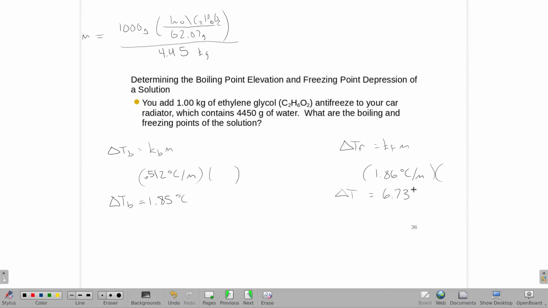Alright, so our question is, what happens to the boiling point? Boiling point always increases. So the new boiling point of water is 101.85. That comes from the fact that water boils at 100, and it's going to go up by 1.85 degrees. Well, where does water freeze? It freezes at 0, so our new freezing point is negative 6.73 degrees Celsius. And that is why we use antifreeze.